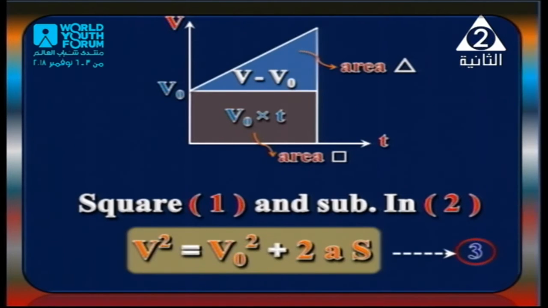We have four unknowns: V square or V, V naught, acceleration A, and S the distance. The required is one of the four unknowns, and the other three are given. If V, V naught and A are given, then the required is S. If the required is V, the given are V naught, A and S. This is the third rule: V square equals V naught square plus 2AS.